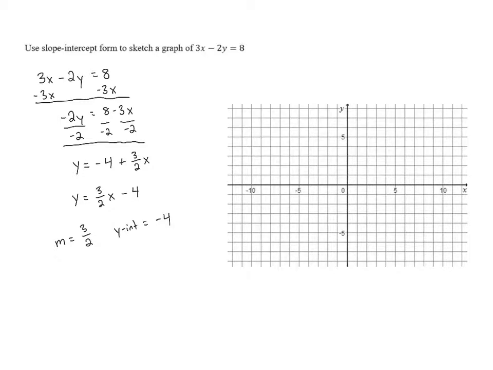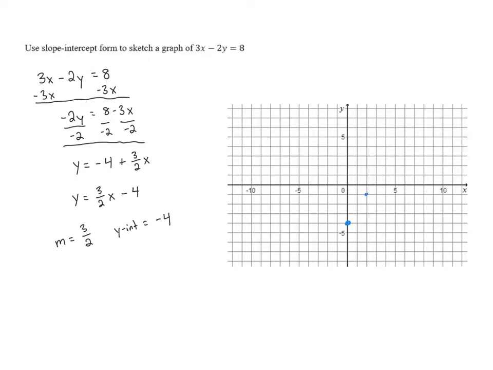And once we have those, we can sketch the graph. We start by finding negative 4 on the y-axis. That is our intercept. And then we can use the slope to get more points. Starting with the y-intercept, the slope is 3 halves, so that means we go up 3 and to the right 2, and that'll give us another point on the line.